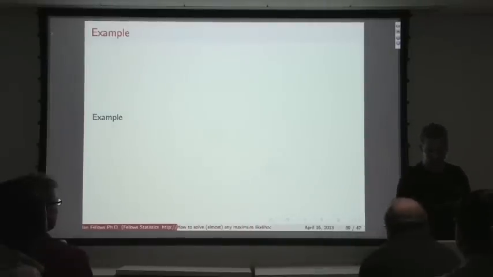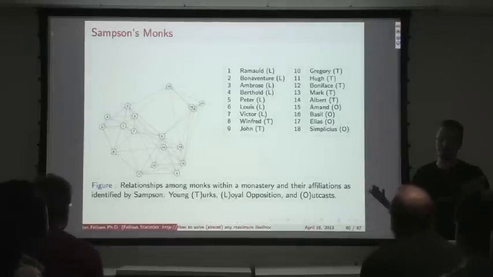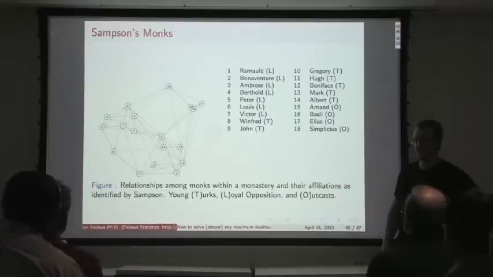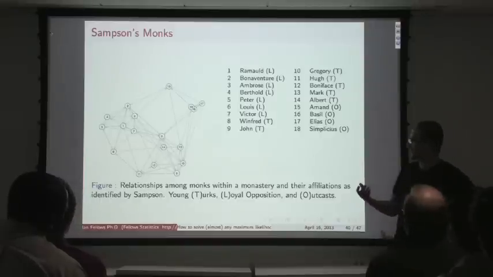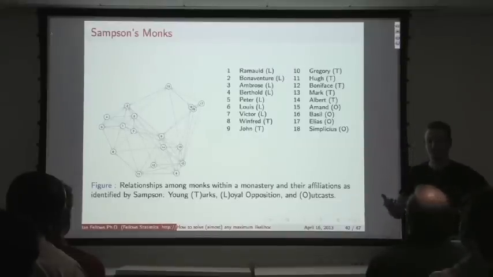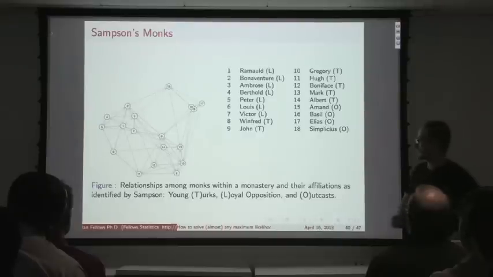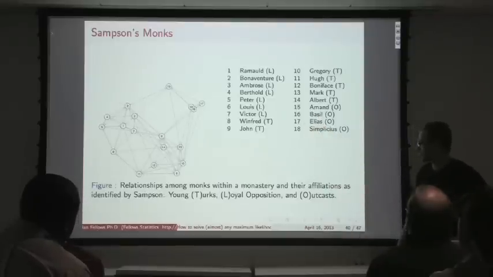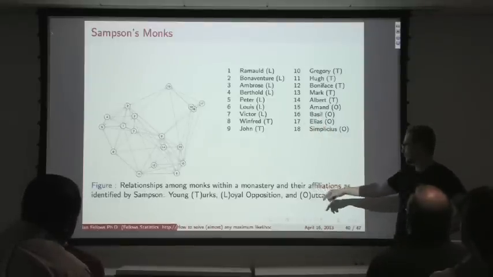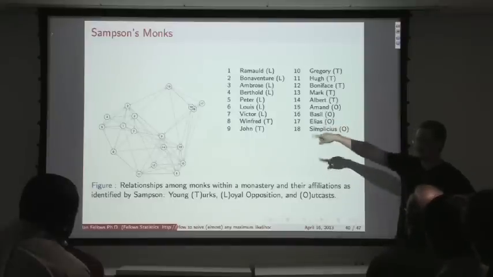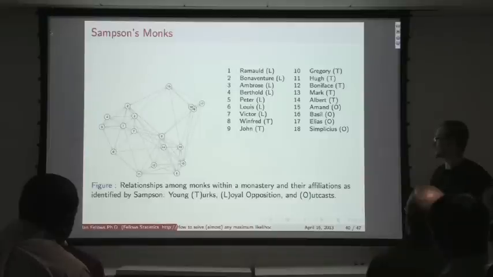Okay, so we want some real data. So here's that data from the 1960s with monks. There's a sociologist, Samson, who just went to this monastery for his PhD dissertation. He just sat there and observed these monks and asked them questions and stuff like that. And this is one of the social networks that he came up with. As you can see, it's got sort of three clusters to it. Samson named them the young Turks, the loyal opposition, and the outcasts. Those are the outcasts. I forget which one of those is the loyal opposition. But the outcasts are pretty clearly outcasty.